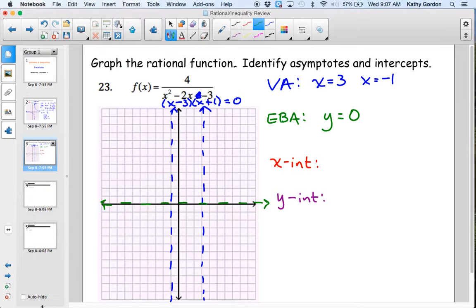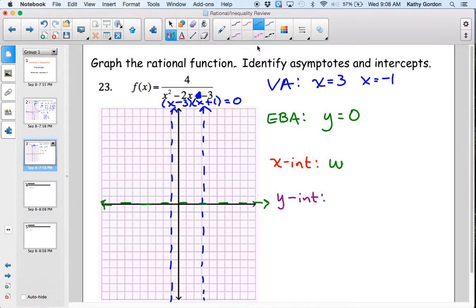So, x-intercept. Stephanie, what do we get for an x-intercept? Undefined, right? Because where do we get the x-intercept from? Setting the numerator equal to 0. Well, what happens if I say 4 equals 0? It can't, right? So that tells us there is no x-intercept.